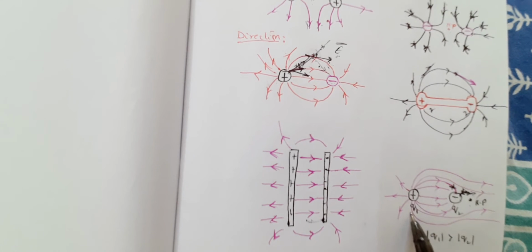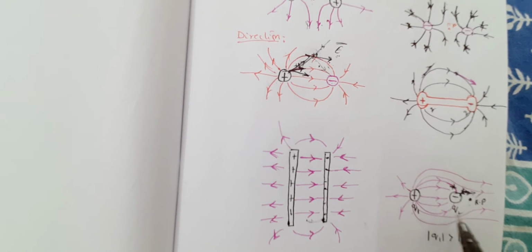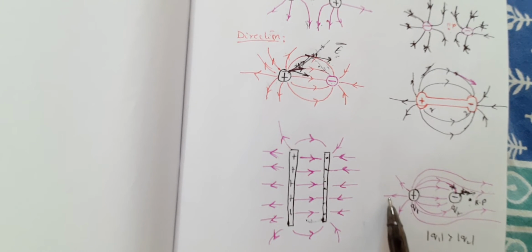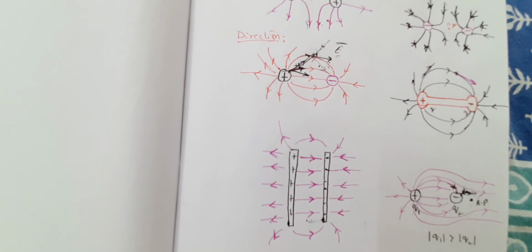If you observe carefully, at this point you can see the null point. That is when Q1 is greater than Q2, that is, the magnitude of Q1 is greater than Q2. If Q2 is greater than Q1, then somewhere on the other side of Q1 you will have the null point, right? So please pause for a moment and note it down.